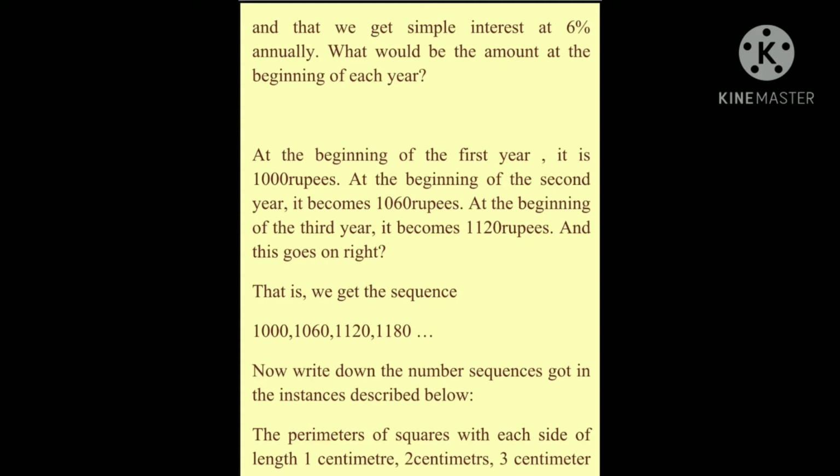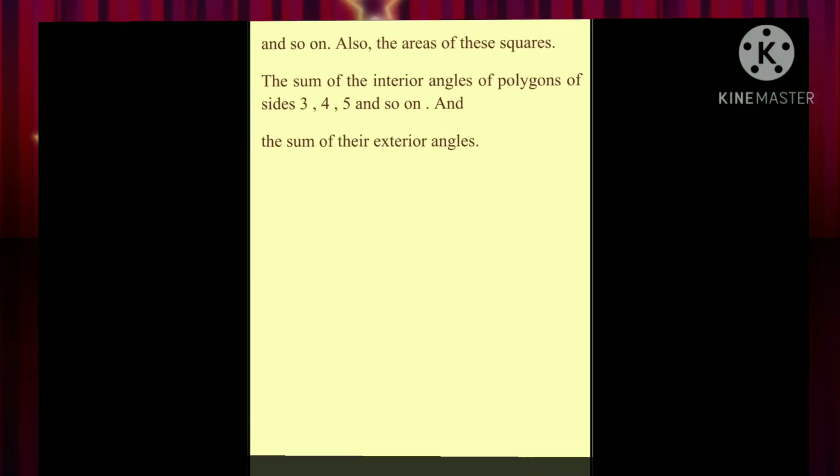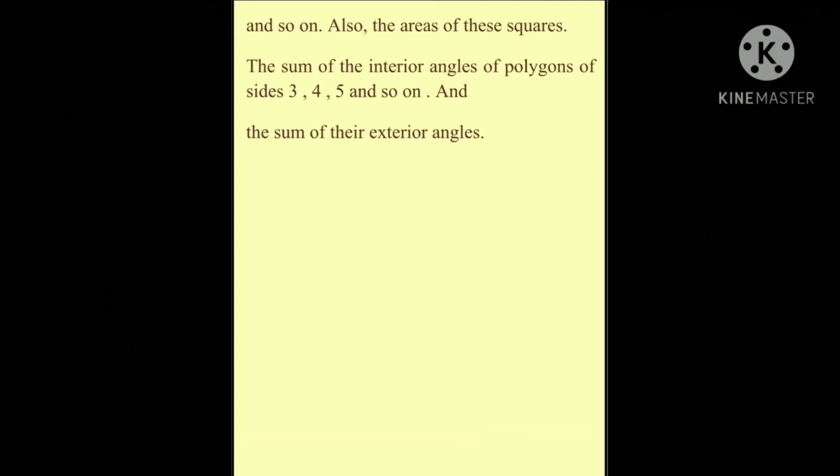Now write down the number sequence got in the instances described below. The perimeter of a square with each side of length 1 cm, 2 cm, 3 cm and so on. Also the areas of the squares. The next one is the sum of interior angles of polygons of sides 3, 4, 5 and so on, and the sum of the exterior angles. Take this as a practice question and do it yourself.